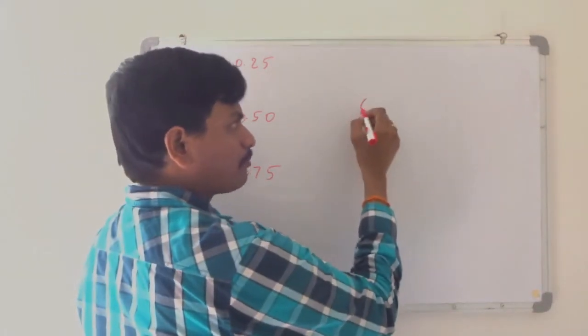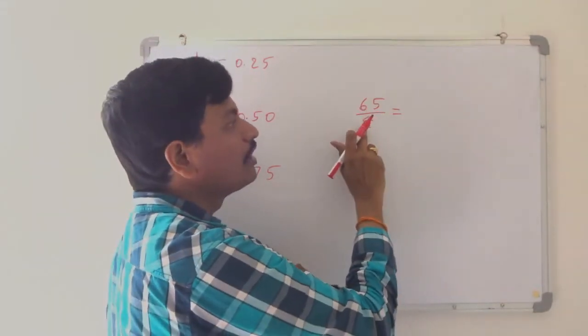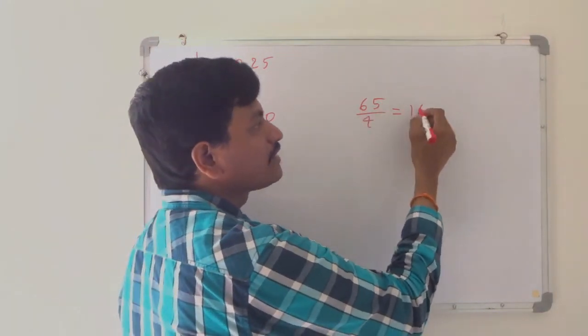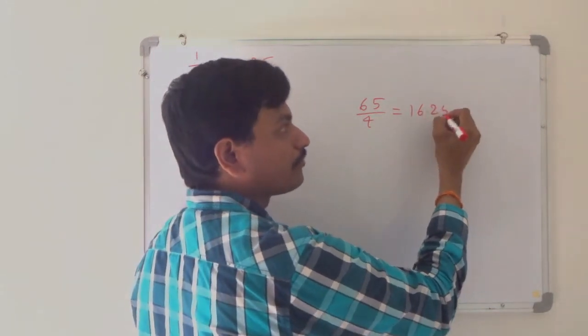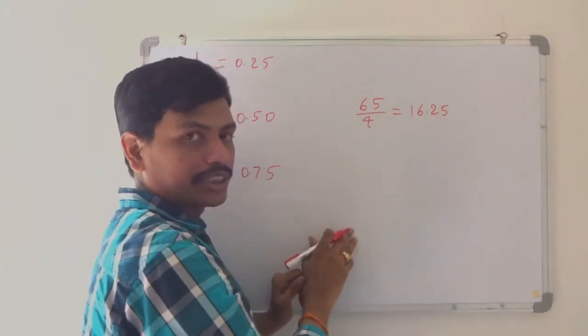Let us take the same number, 65 divided by 4. How do we do it? First normal division: 4 1s are 4 and 2 is left, then 25. 6 4s are 24. What is left? 1. If 1 is left, 0.25. If the remainder is 2, 0.5. If the remainder is 3, 0.75. Like this we put it.